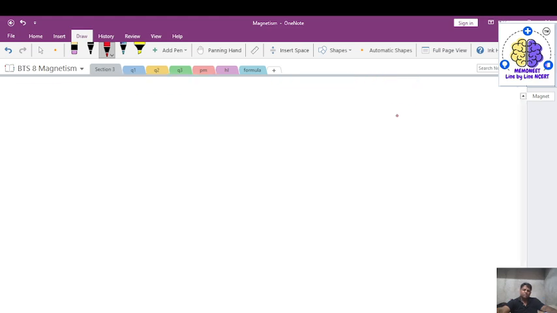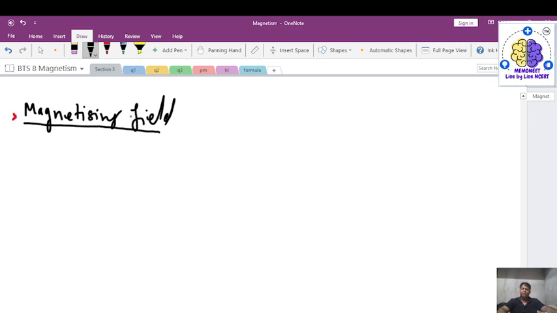The terms which we are going to see, the very first term is your magnetizing field, right? So from here, what I want you all is not to note down something, but to understand it. What magnetizing field, according to definition, is, it says that the magnetic field that exists in vacuum and induced magnetism is called magnetizing field.